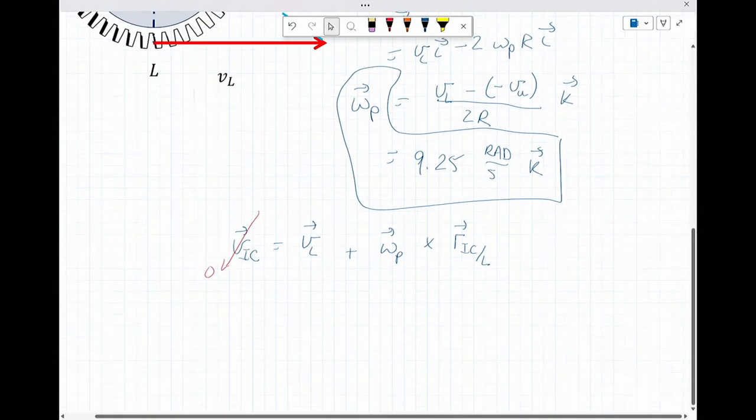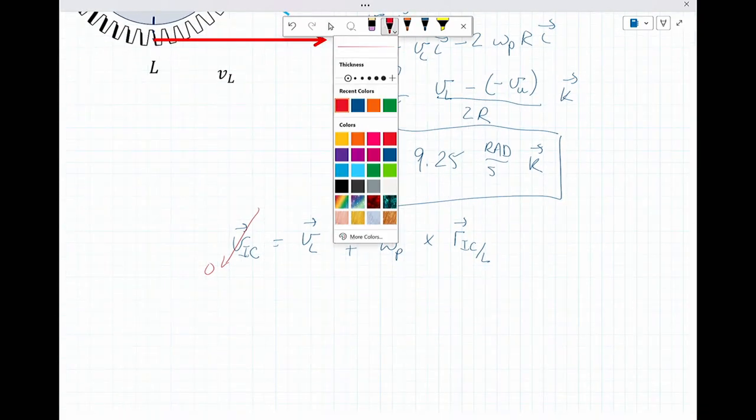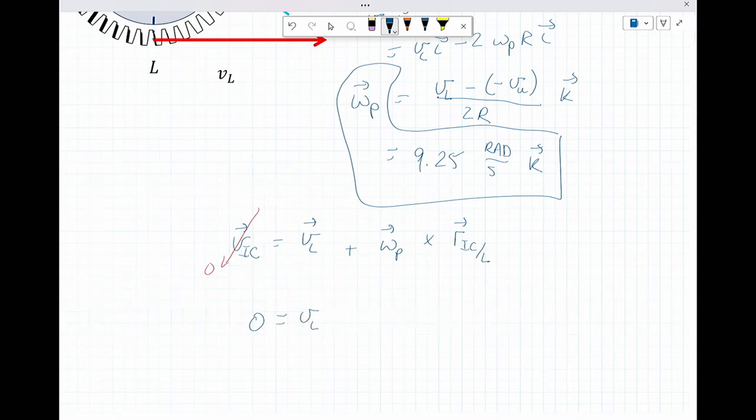So if it's 0, I can say 0 equals VL in the I direction plus omega p k times x I c in the I direction, y I c in the j direction. Now, I'm putting all of the terms in because I still don't know exactly where the center is. It might be off the center.